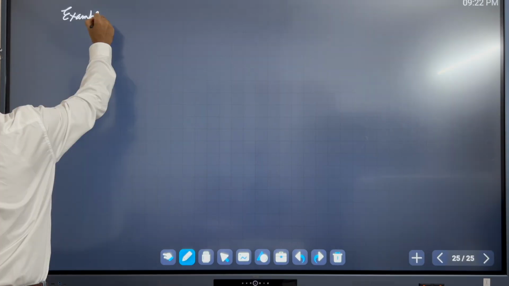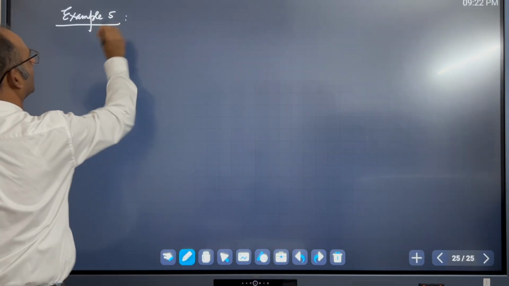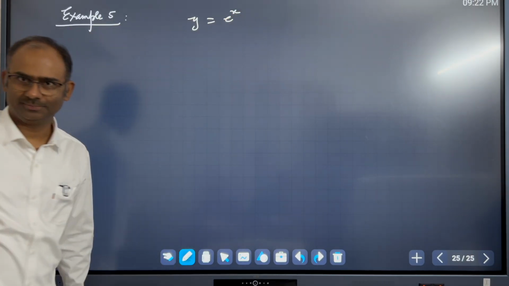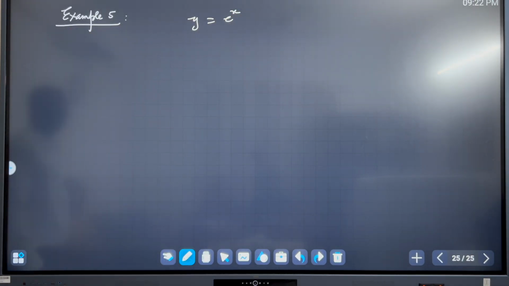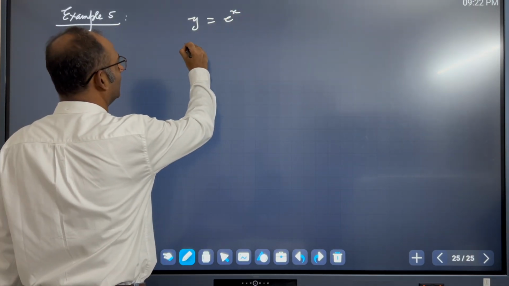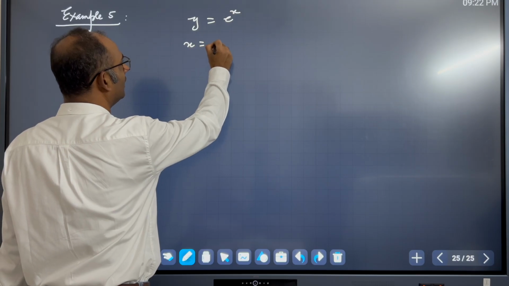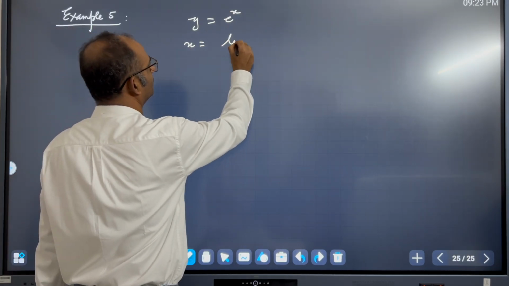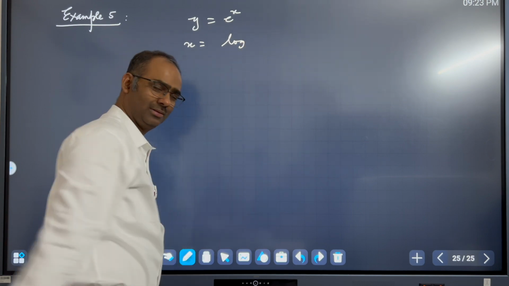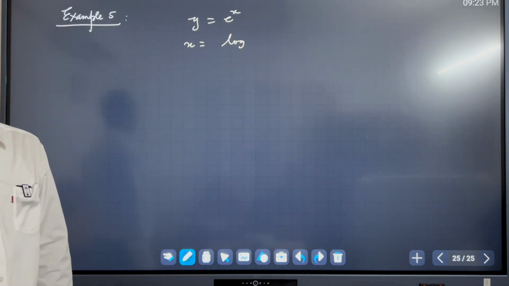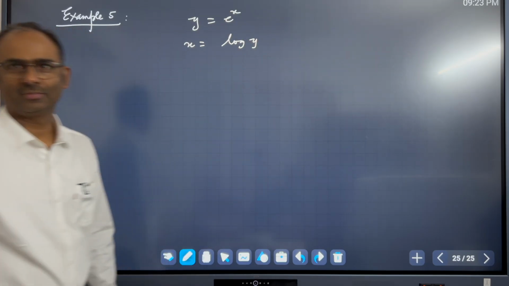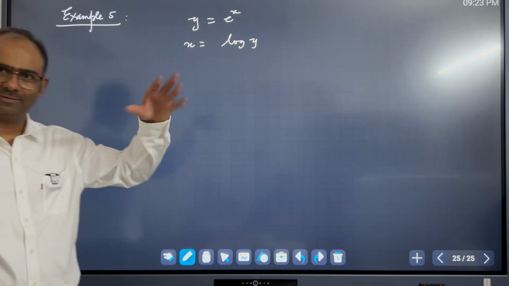Okay, final example. Let's look at the exponential function. y is equal to e to the x. Then x is equal to log base e of y. Very good. So I will omit the e.